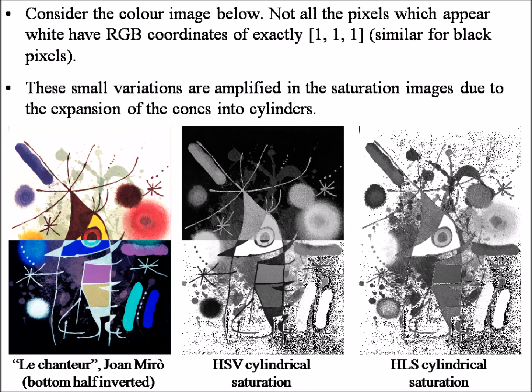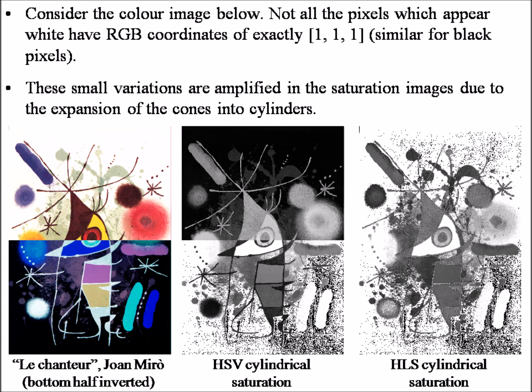A very important example needs to be understood: the conversion process from the RGB model to HSV and HLS cylindrical saturation, and their effect on the image. One thing to be noticed here is that in this example, the cylindrical shape of HSV and HLS is used rather than their conic shapes. So consider the color image below. Not all the pixels which appear white have RGB coordinates of exactly 1, 1, 1. Similarly for black pixels, the purpose is to get small variations so as to amplify the saturation images due to the expansion of the cones into cylinders.